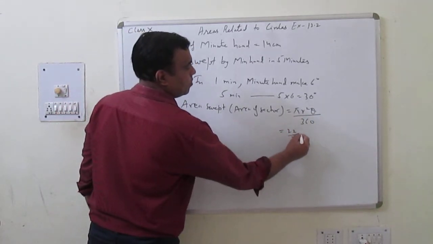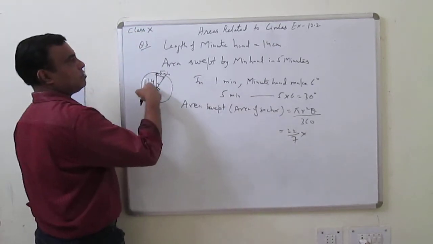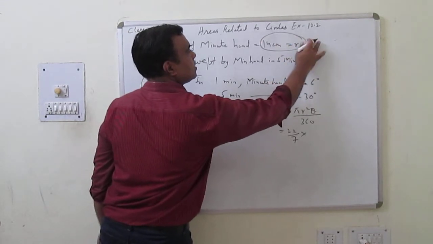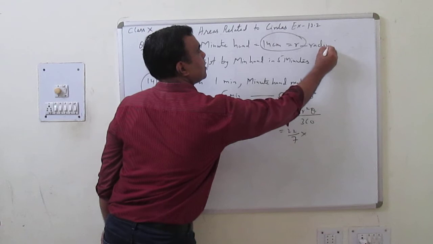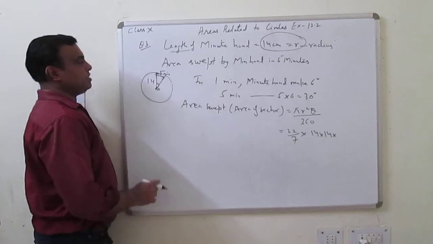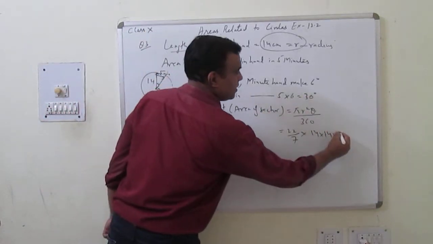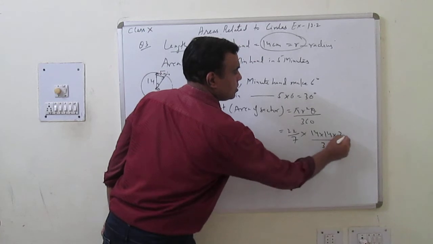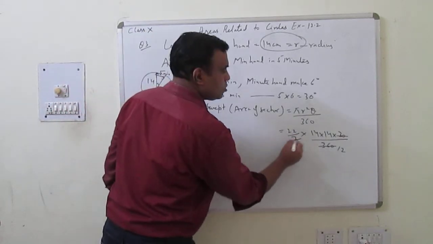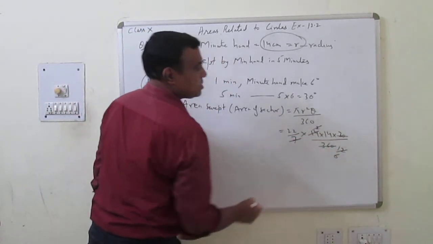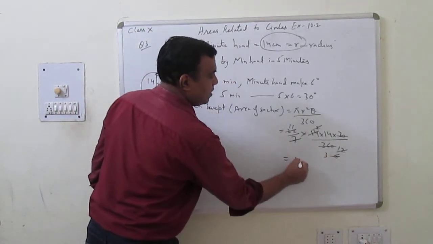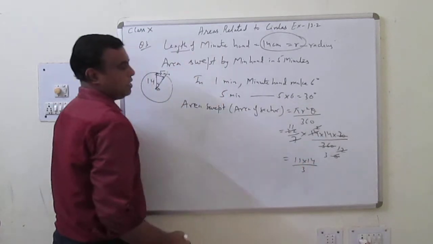Take pi as 22 upon 7. The length of the minute hand will be the radius, that is 14 is the radius. Now what is theta? Theta is 30 degrees upon 360. This will cancel out 12. This 2, this 6. Again you will cut 11 and 3.